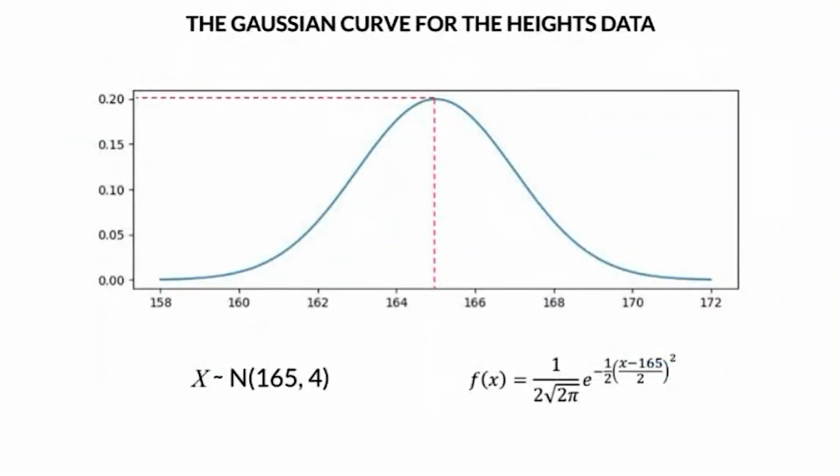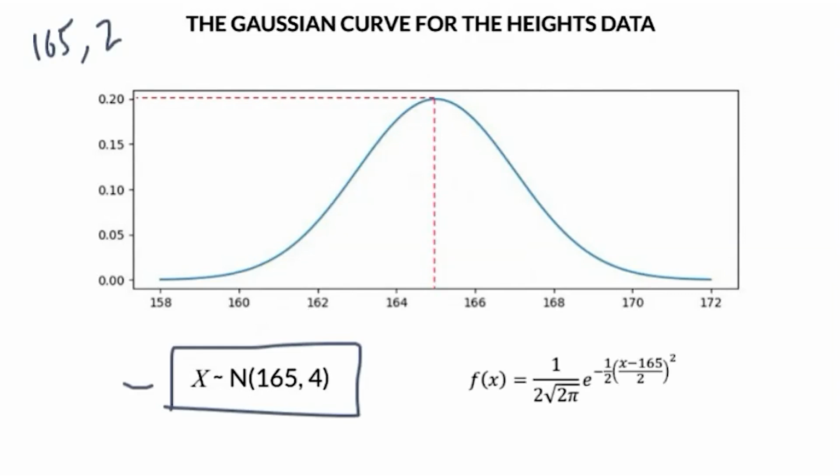Now let's put this into some perspective. If you remember the heights data, we had 10,000 data points with a mean of 165 and a standard deviation of 2, that is a variance of 4. So the Gaussian distribution for the heights data is going to be: the random variable x, which is the height of the Indian male, follows a normal distribution centered at the mean 165 with a variance of 4.